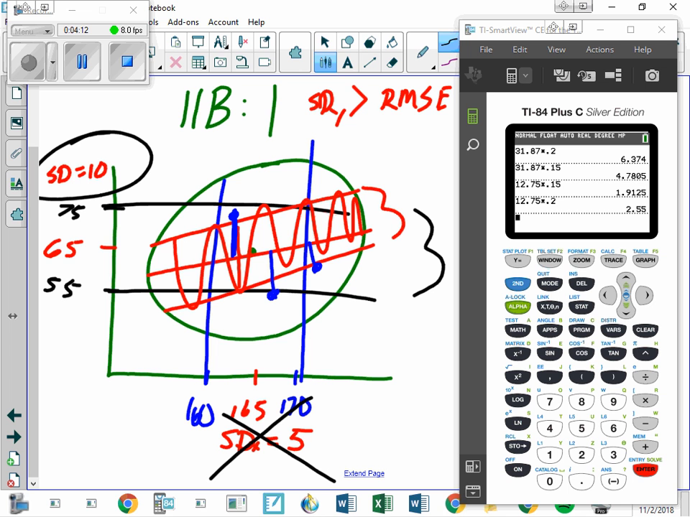And how much bigger is it? We take the SDY and we multiply it by the square root of 1 minus R squared. So it's going to be 10 times the square root of 1 minus 0.6 squared. So that would be the last option. Does everybody get that? I do need to get that formula up on the board.